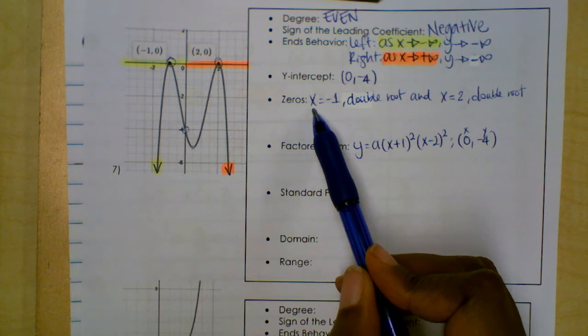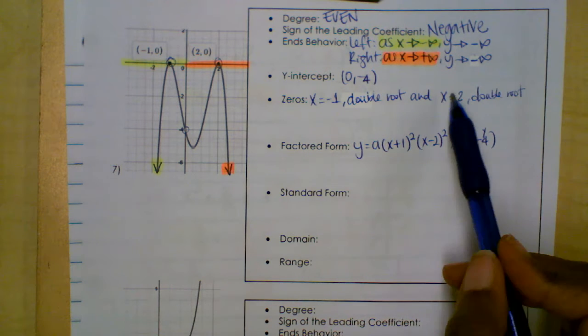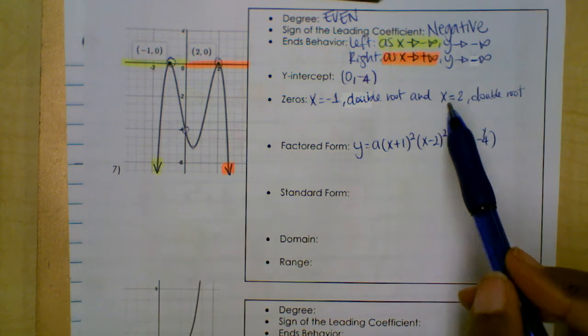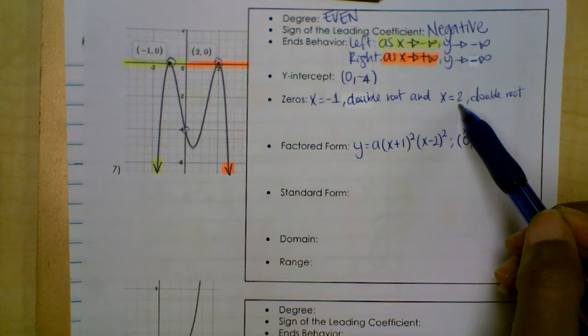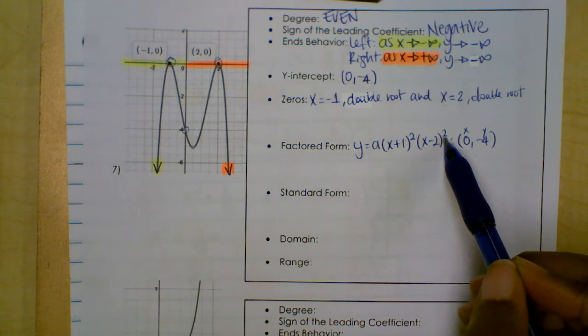So the factor of this is going to be the opposite. It's going to be x plus 1, and you square it. The other one is going to be the opposite. To make it equal to 0, it's going to be -2, so you have to add 2 on both sides. That's why you get x minus 2, and you square it.